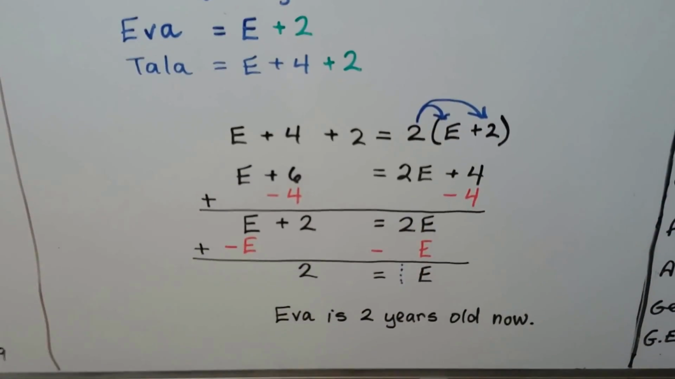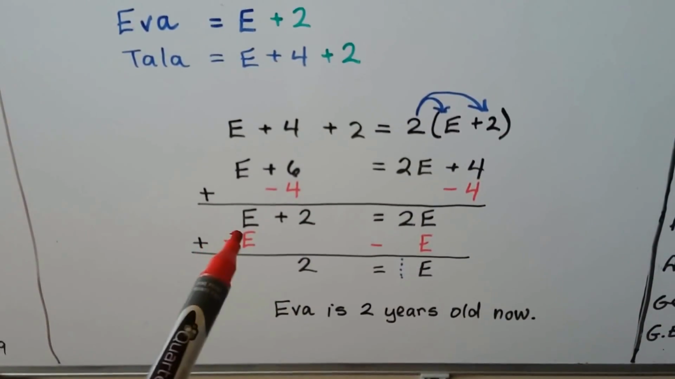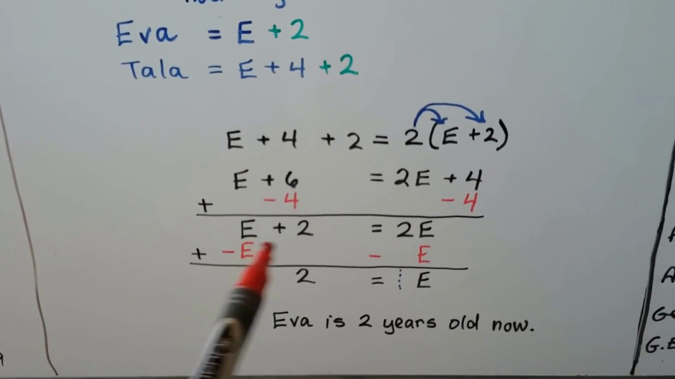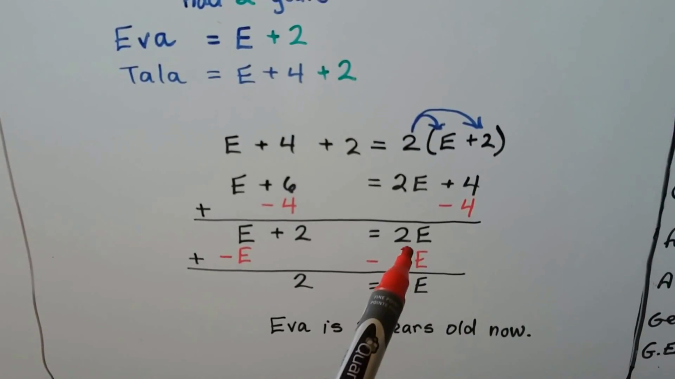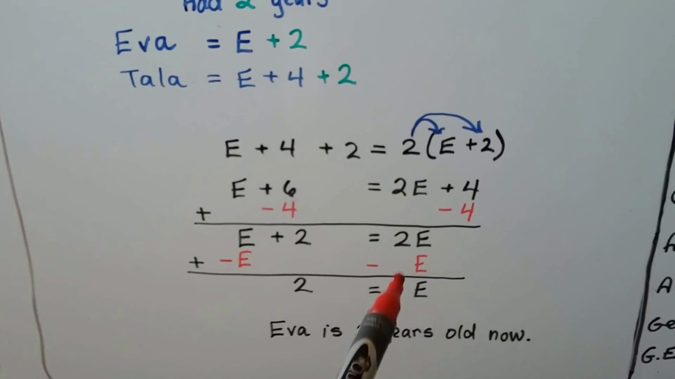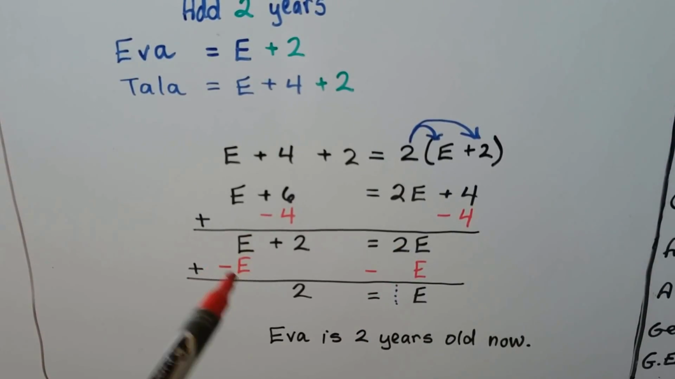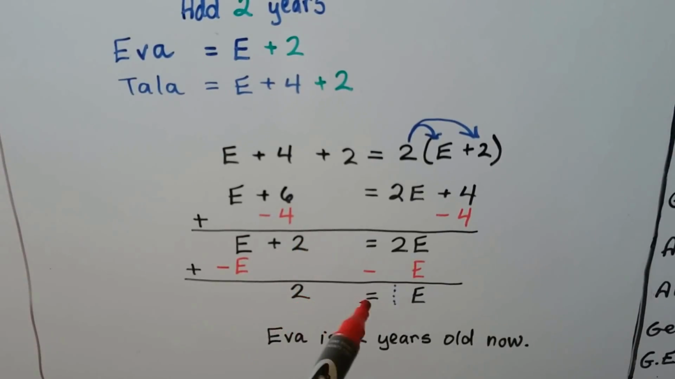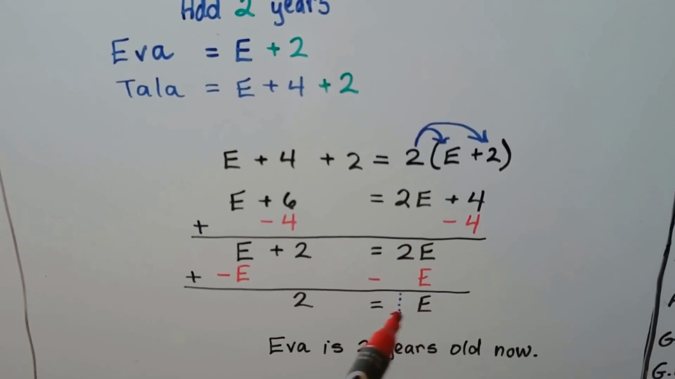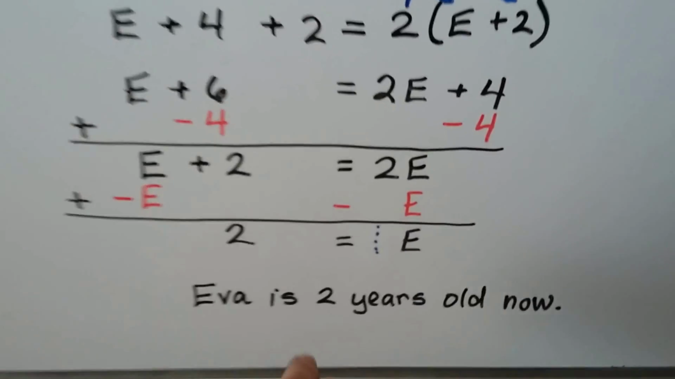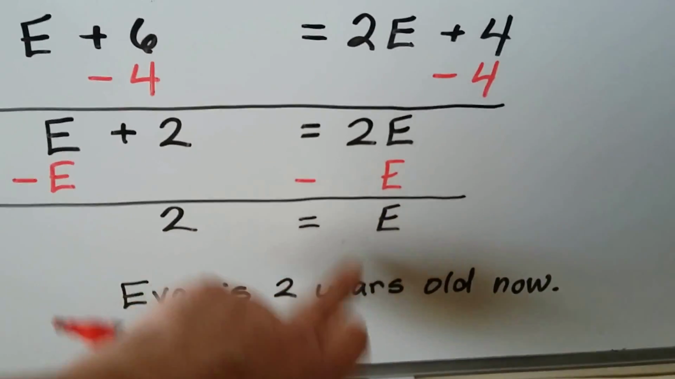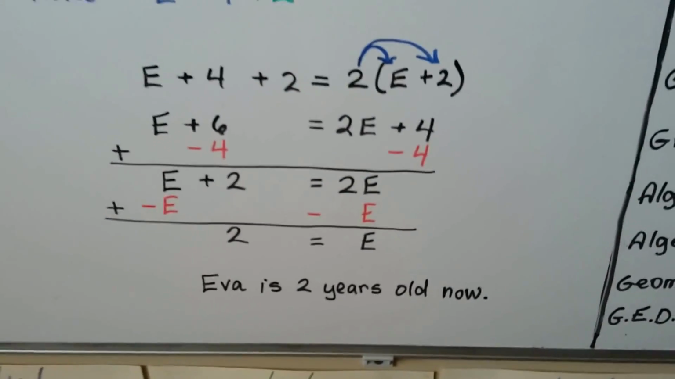We still need to get all the e's to one side of the equal sign. So if we take away the e from this side, we have to take away an e from this side. Remember, there's an invisible 1 in front of this variable e. So this creates a 0 pair, and this is gone. We just have a 2 equals a 1e, but we don't have to write that 1, do we? We just have 2 equals e. So we know that Eva is only 2 years old now.